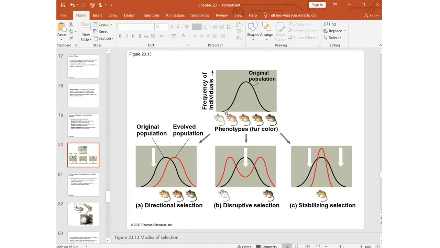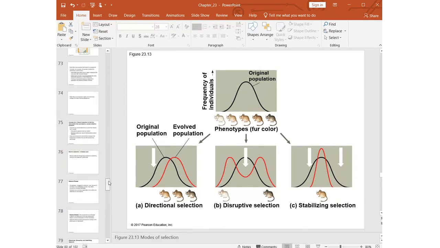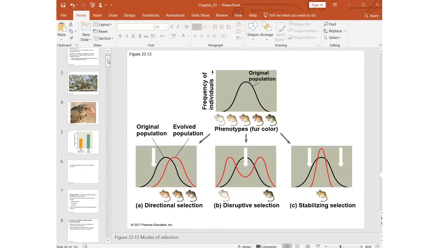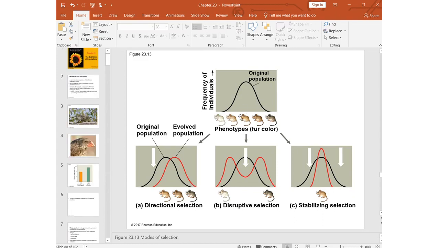There are very few individuals with a very light coat color, and very few individuals in a population with a very dark coat color. But there's a large number of individuals that have an intermediate coat color. So this is a good example of a frequency distribution, showing how common each coat color is in this population of mice.